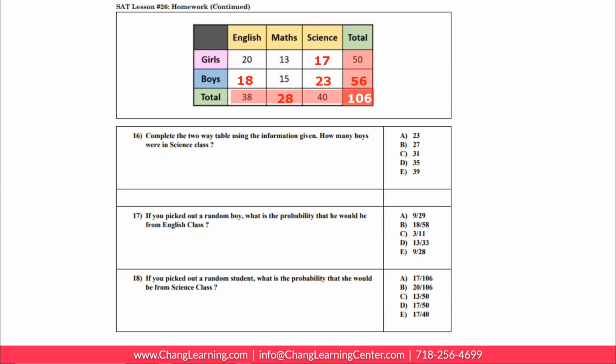For question 17, if you picked out a random boy, what's the probability he would be in English class? Well, the total population of boys is 56, and the number of students that are in English class is 18. So it looks like it might be B, but the writer messed up. But it's not, because those are both even numbers. So make sure you divide by 2, and you should get 9 out of 28. See? 9 out of 28, it's E. A is a trick answer. So both A and B are trick answers. It's choice E.